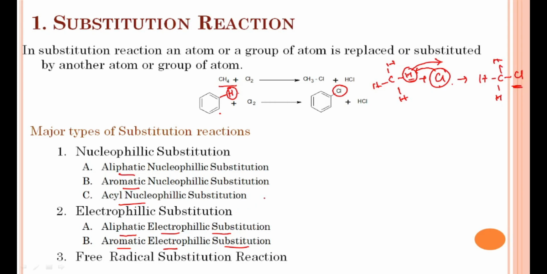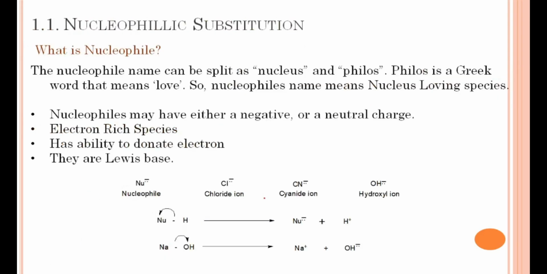Let's come to the first type of substitution reaction, that is nucleophilic substitution. Before going to the nucleophilic substitution reaction, we should know what a nucleophile is. Nucleophile is actually a Greek word. When you split that word, it comes nucleus and philos. Philos means love. That means any group or atom having affinity towards the nucleus is called a nucleophile.